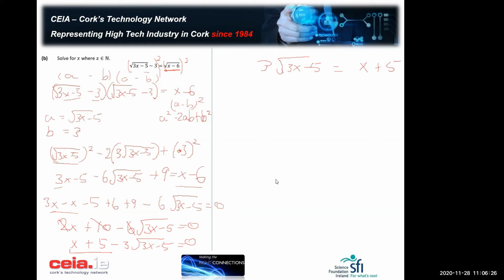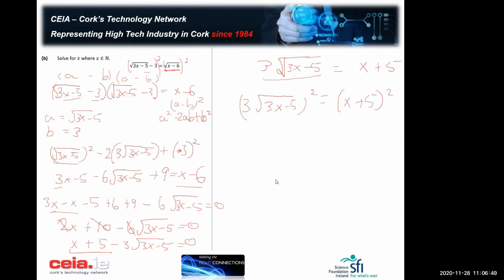So we square both sides, but this time it's much easier because these are multiplied by each other, and the 3x minus 5 is under the square root. So you square both sides again, get rid of this square root. If you square that, is equal to x plus 5 squared.